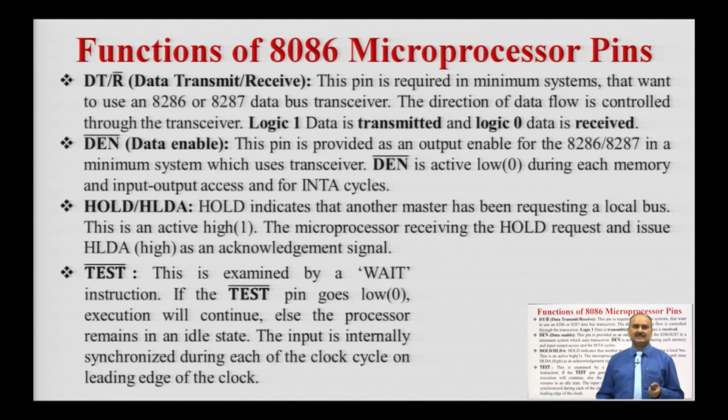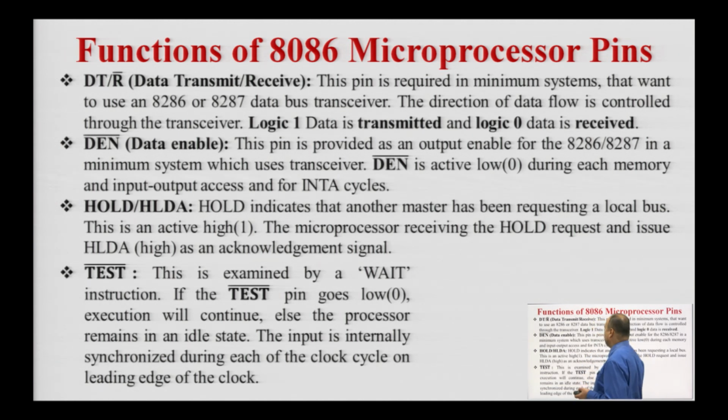Then data transmit or receive pin. This pin is required in a minimum mode system that wants to use 8286 or 8287 data bus transceiver. The direction of data flow is controlled with the help of this pin. So, this pin will perform a dual operation. When the status on this particular pin is logic 1, the data can be transmitted. So, the processor will transmit the data, and when the status on this particular pin is logic 0, the processor will receive the data. So, the direction of data transmit and receive operation can be done with the help of this pin.